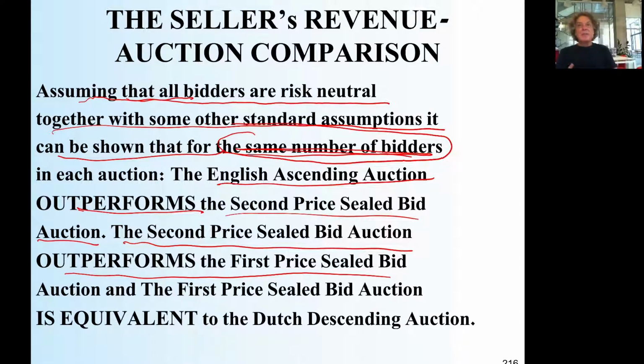What does it mean? If I compare the English auction with 10 bidders with the second price sealed bid auction with 10 bidders, then the English auction will outperform the second price auction. But this is under the assumption that I put the same number of bidders here and the same number of bidders there. Okay? However, if in the English auction I have only 5 bidders, then the seller may not make as much as the second price auction with 10. So the comparison is very important and it has a consequence: that comparison works only with the same number of bidders. Good.